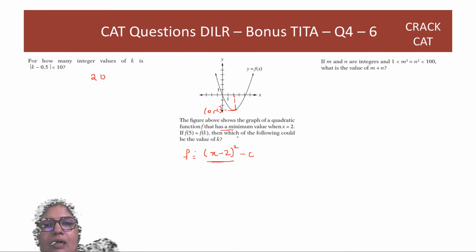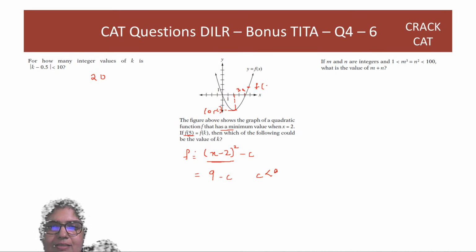Okay. Then which of the following could be the value of k, right? So k's value, now this is 2, this is 4, correct? This is 3, this is 4. So this guy's 5, k's value will be positive. And if you put the value of k as 5, f of 5, right? So it's going to be 9 minus c. So c also has to be less than minus 9.